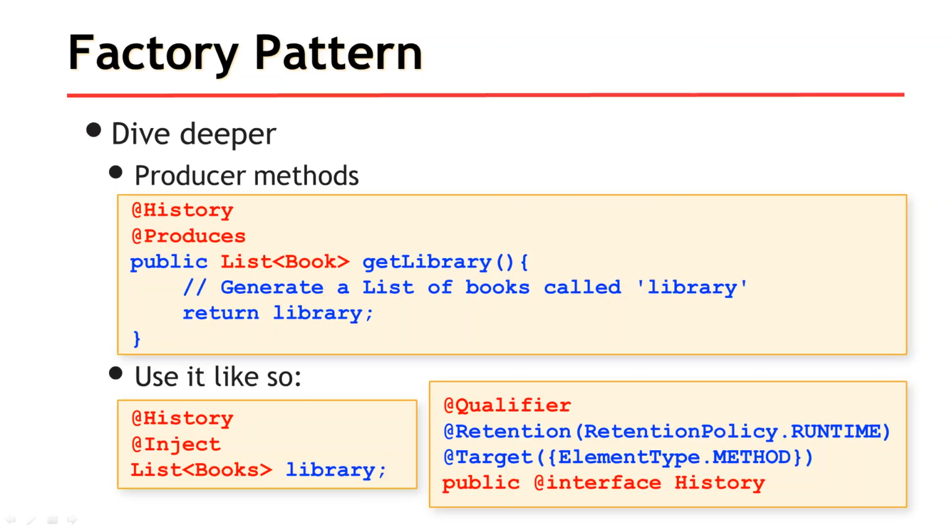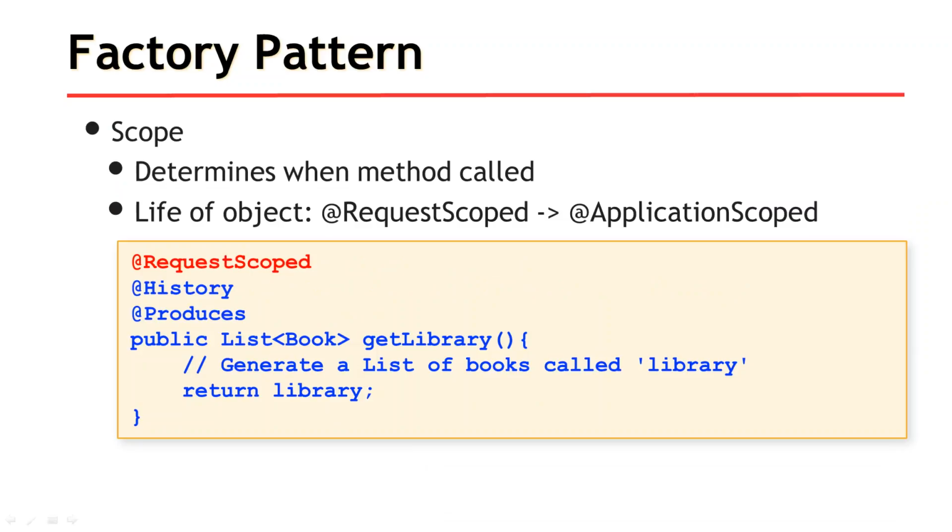Also, an important part of the producer method is its scope. This will determine where the method is invoked and for how long the object it produces will live. By default, the producer method scope is dependent scoped. This means that it has the same scope as its client. We can extend this example further by giving it a wider scope. If we annotate the producer method request scoped, it will invoke only once for each HTTP request in which it participates, lasting for the duration of the request.